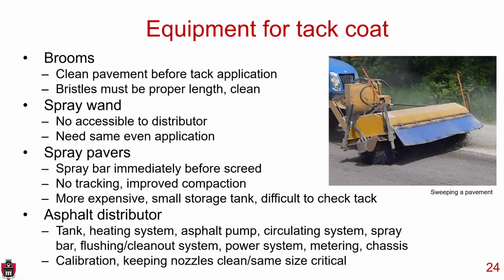And then finally, the most common piece of equipment people think of is the asphalt distributor itself. You have a tank, a heating system, an asphalt pump, a circulating system, a spray bar, a flushing and clean out system, a power system, you need metering, and the chassis to move everything around. So asphalt distributors are pretty comprehensive. There's a lot of moving parts there that need to be taken care of. And assuming everything's working out, you want to make sure that it's calibrated correctly and the nozzles are clean and the same size and they are oriented in the correct angle.